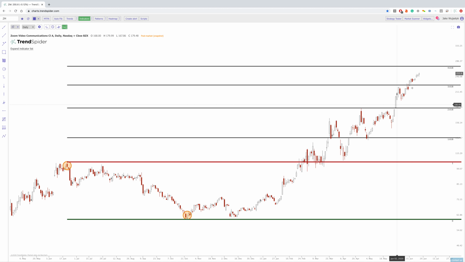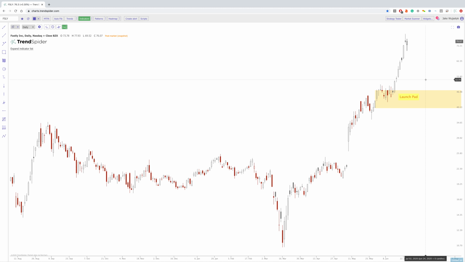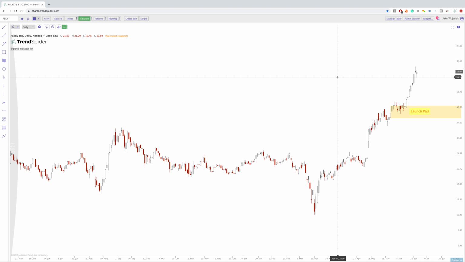So let's see, what's another one to look at? Let's look at Fastly. I always do that, FSLY. Fastly is another one. This is a cool example of the anchored volume by price. So this was a really cool case study.